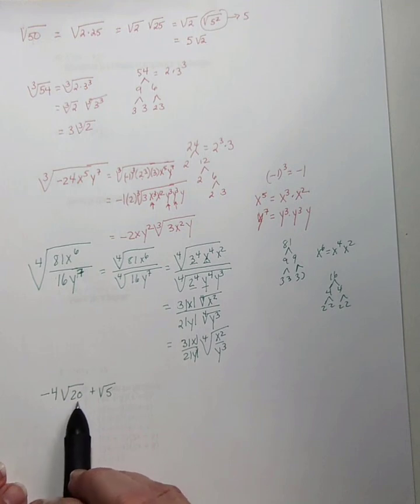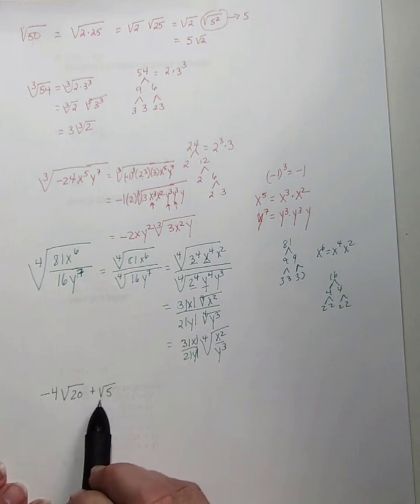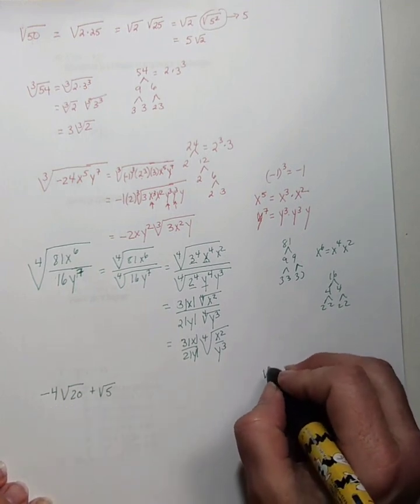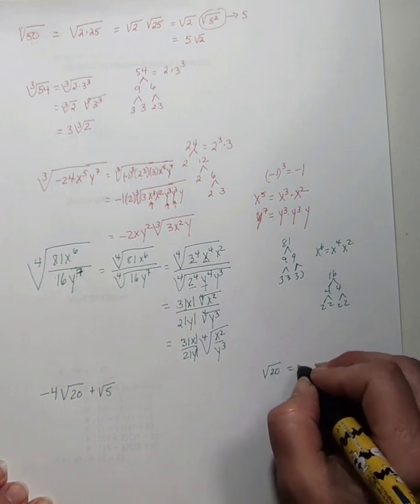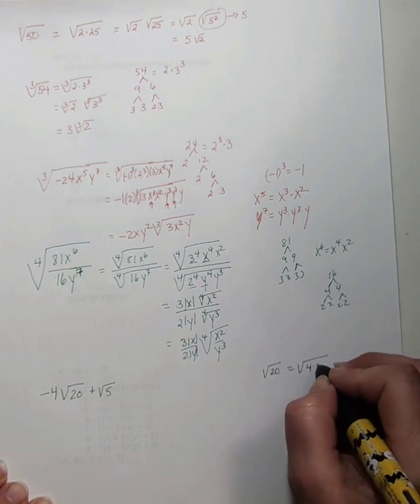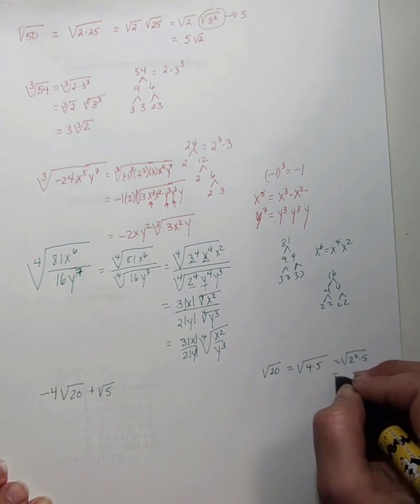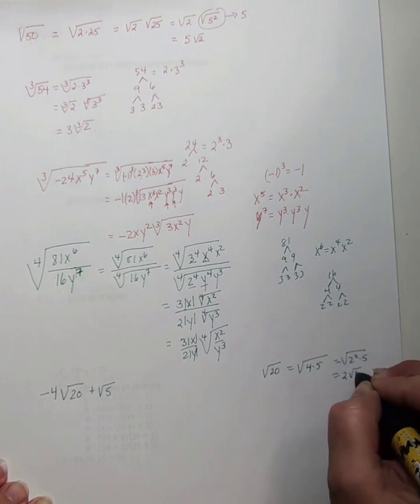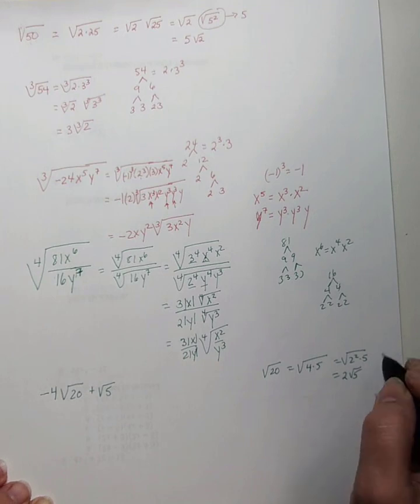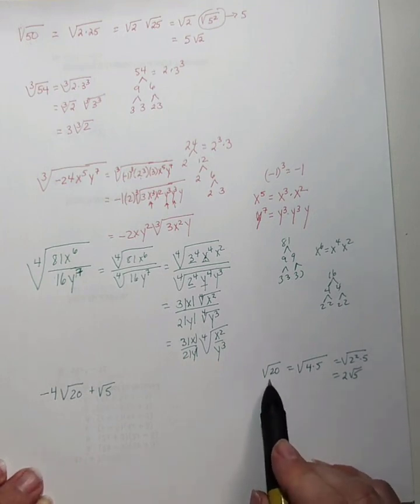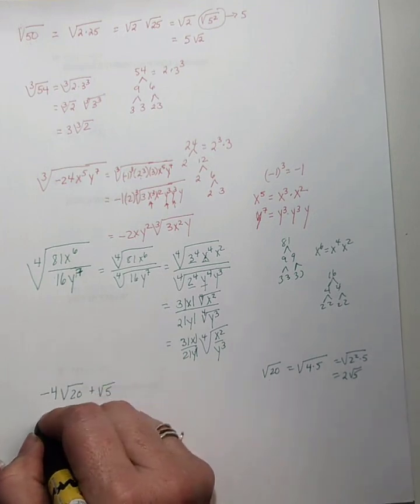What I'd have to do is see if there's any way to make these radicals the same. So I go off to the side and I say, okay, if I have the square root of 20, I know that that is 4 times 5, or 2 squared times 5. I could pull out a 2 and have 2 times the square root of 5. So I'm going to replace the square root of 20 with 2 times the square root of 5.